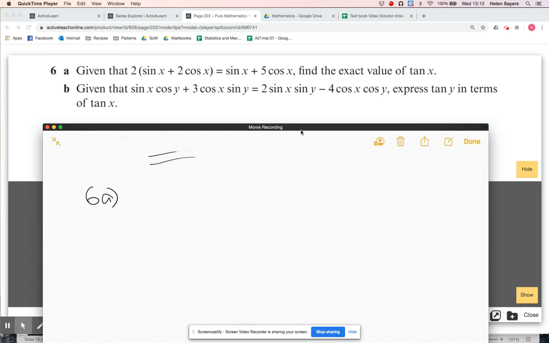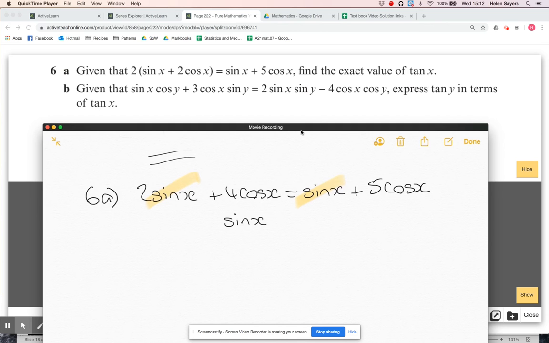So first thing I'm going to do, I'm going to multiply those brackets out. So just on the left-hand side, I've got 2 sine x plus 4 cos x equals sine x plus 5 cos x. Then I'm going to collect all my like terms together. So I'm going to minus the sine x from the left-hand side, so I've got 2 sine x minus sine x, so that's just sine x. And then on the right-hand side, I'm going to minus the 4 cos x. So I've got 5 cos x minus 4 cos x, which is just cos x.